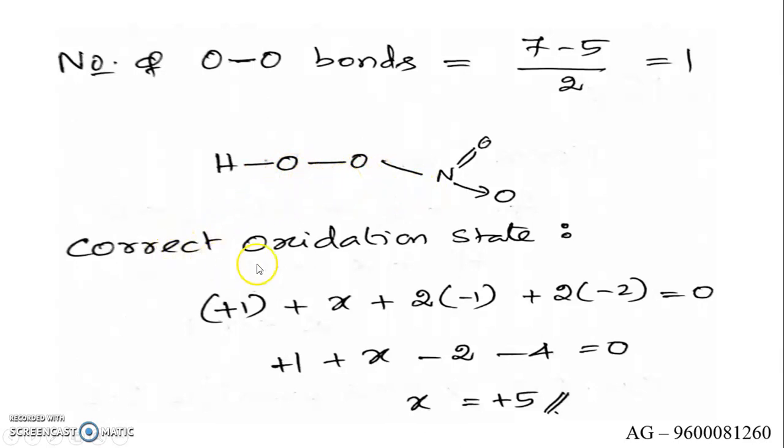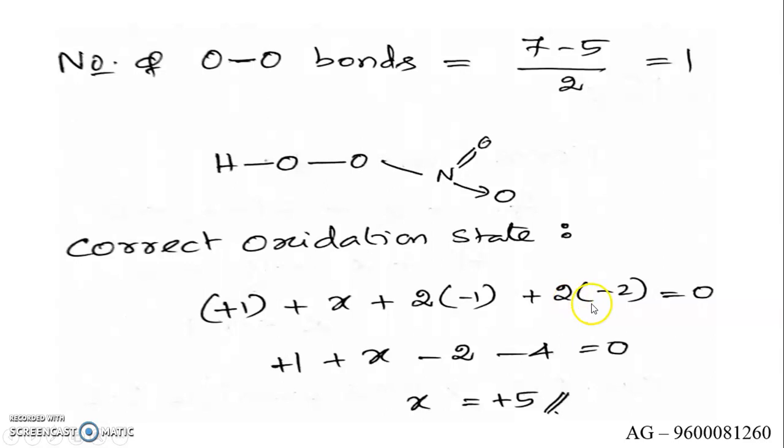So how to find the correct oxidation state? Listen, for hydrogen +1, for nitrogen let it be X, plus two oxygen atoms are present as peroxides. You know very well, for peroxide the oxidation state is -1. So you have 2 oxygen, 2 into -1, plus the remaining 2 oxygen are normal oxygen.